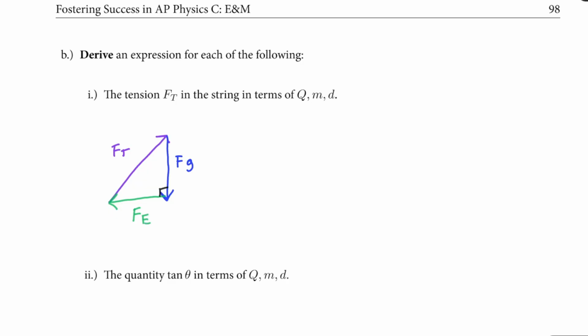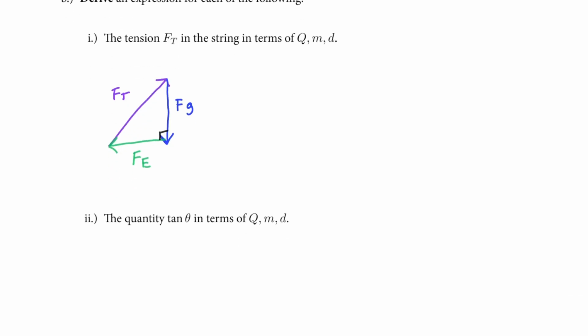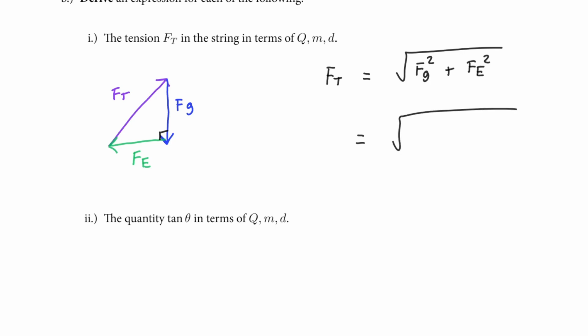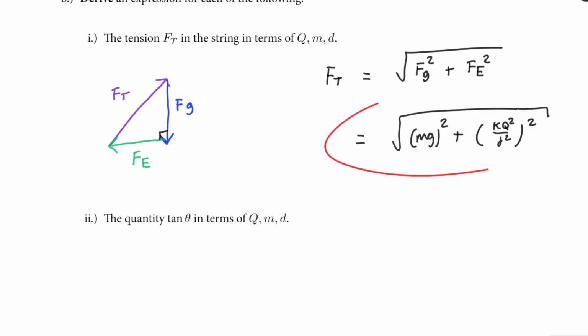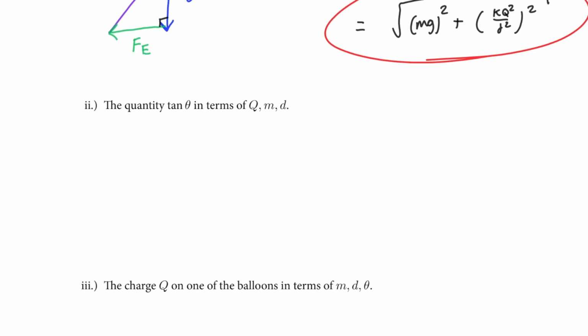So, since this is a nice right triangle, if we just want the tension in the string, we just hit it with a little Pythagorean theorem. So this is the square root of Fg squared plus Fe squared. But those aren't allowed. We want to do this in terms of the m's and q's. So, of course, Fg is mg, and Fe is kq squared over d squared. So that's actually going to be our tension, just the sort of Pythagorean sum of the vertical and horizontal forces.